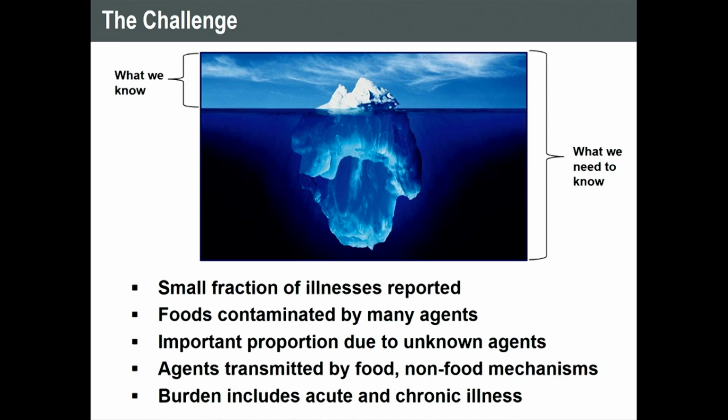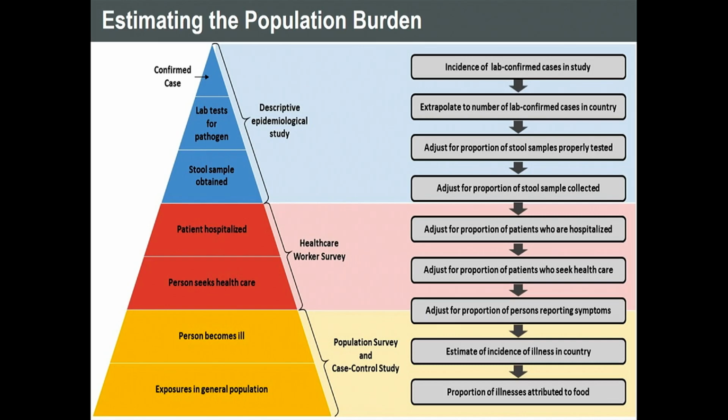on this acute piece. So what we're going to do is our first study is going to be to look at hospitalized cases of diarrheal disease. And we're going to do a descriptive epidemiologic study in that population in 3 areas of Ethiopia. This is going to be a prospective cohort study. We're going to look at the incidence of lab-confirmed cases. We're going to extrapolate to the number of lab-confirmed cases in the country.